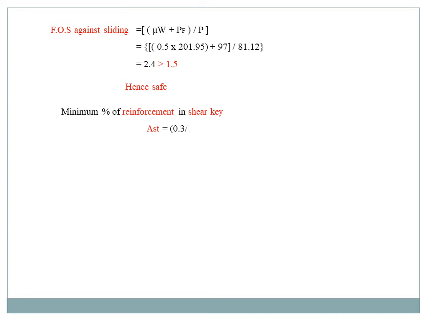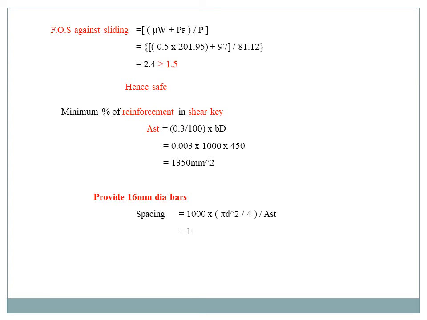So minimum percentage of reinforcement in shear key: AST is equal to 0.3 percent of the cross section area. So 0.3 divided by 100 into B into D. So B is equal to 1000 mm, D is equal to 450 mm. You get AST is equal to 1350 mm square. So provide 6 mm diabar and find the spacing. Spacing is the same formula. So D is equal to 6 mm, AST is equal to 1350 mm square, so our spacing is 148.9 mm. So we can take it as a round figure of 150 mm. So provide 6 mm diabars at 150 mm center to center distance.